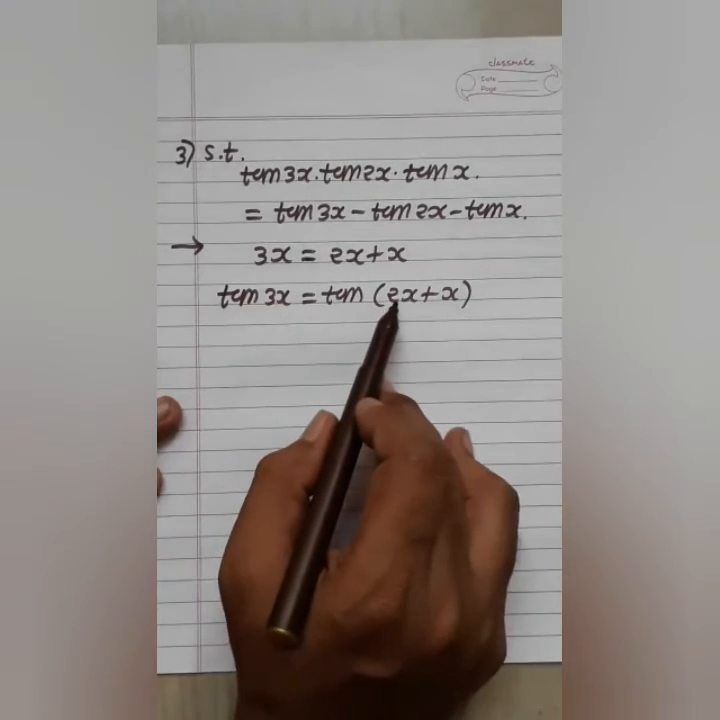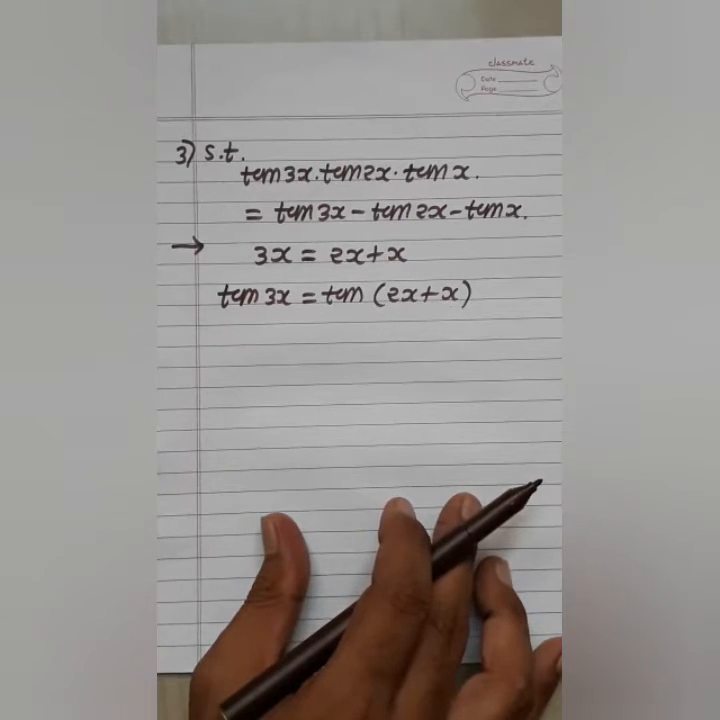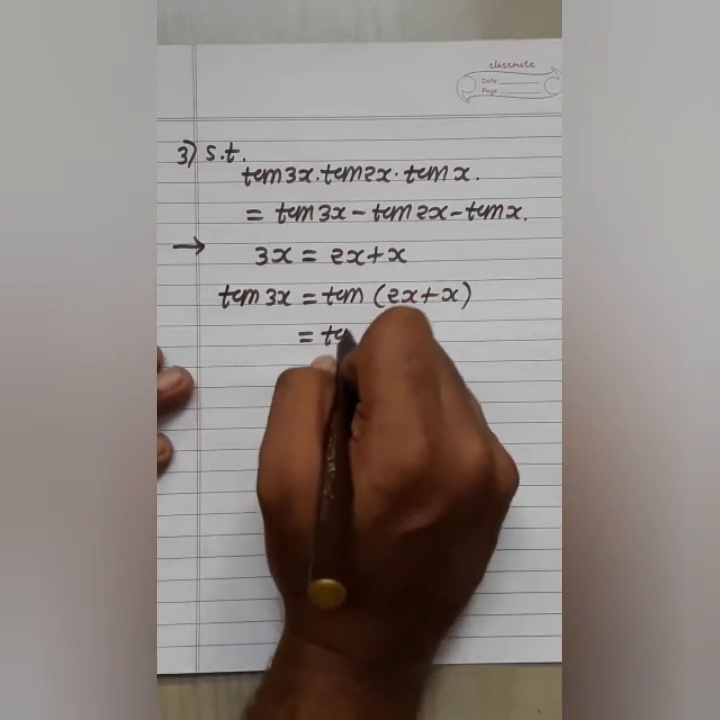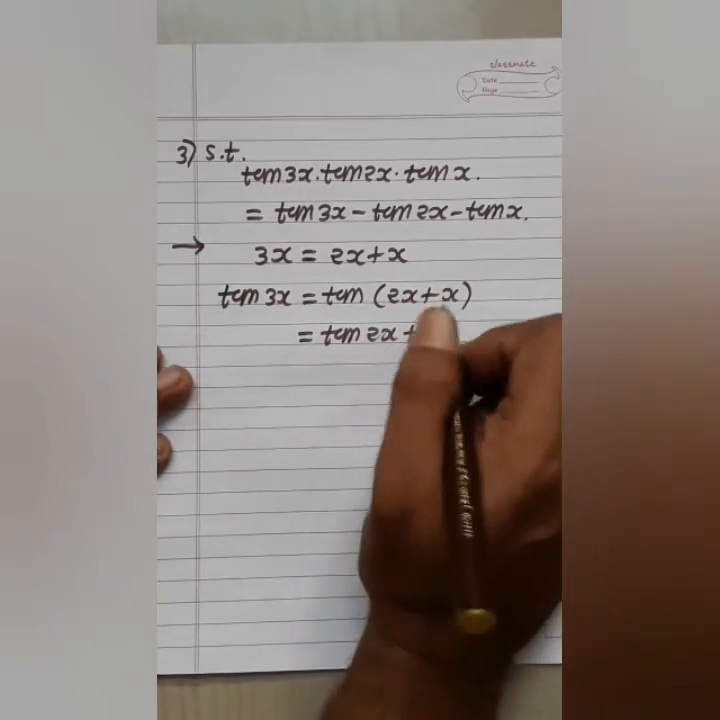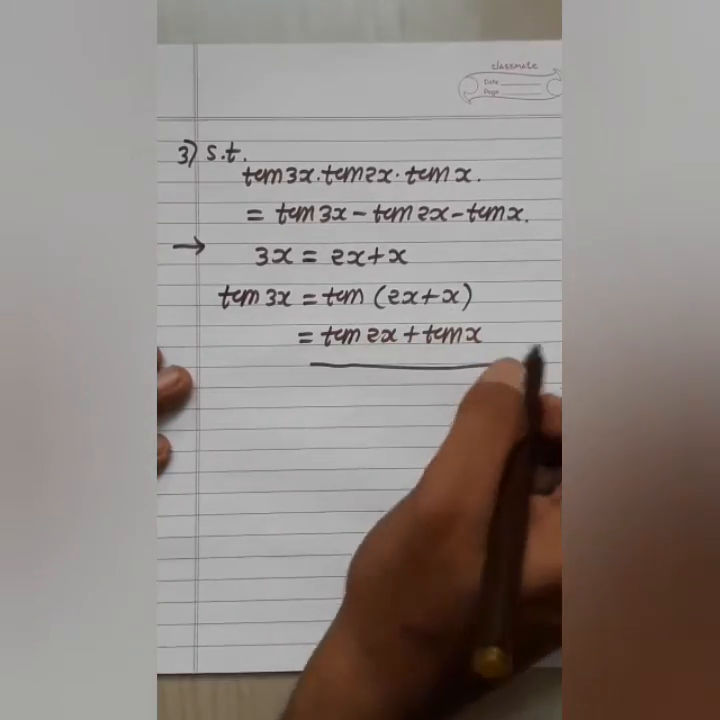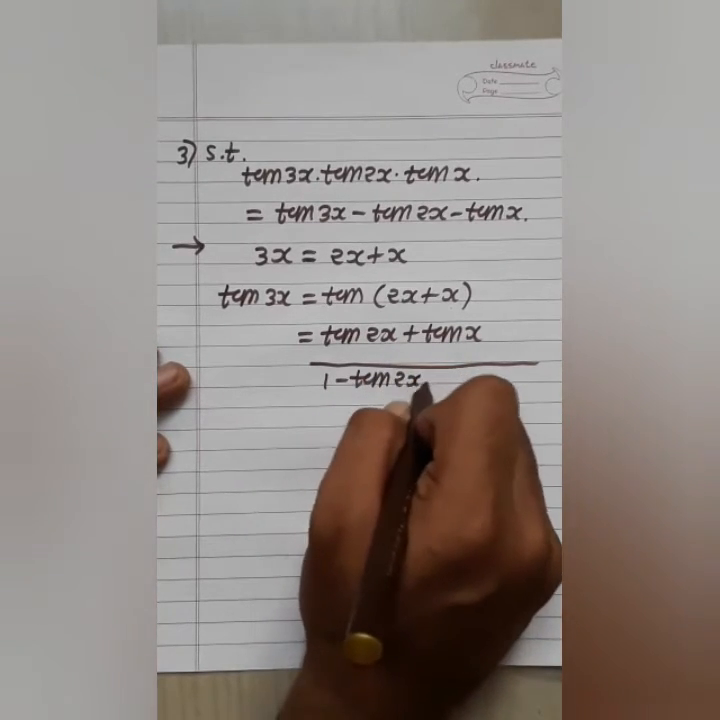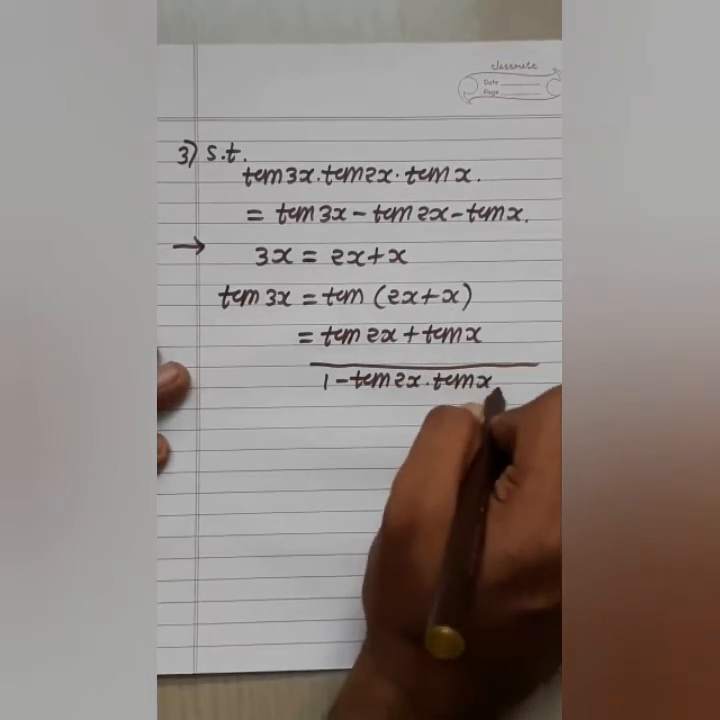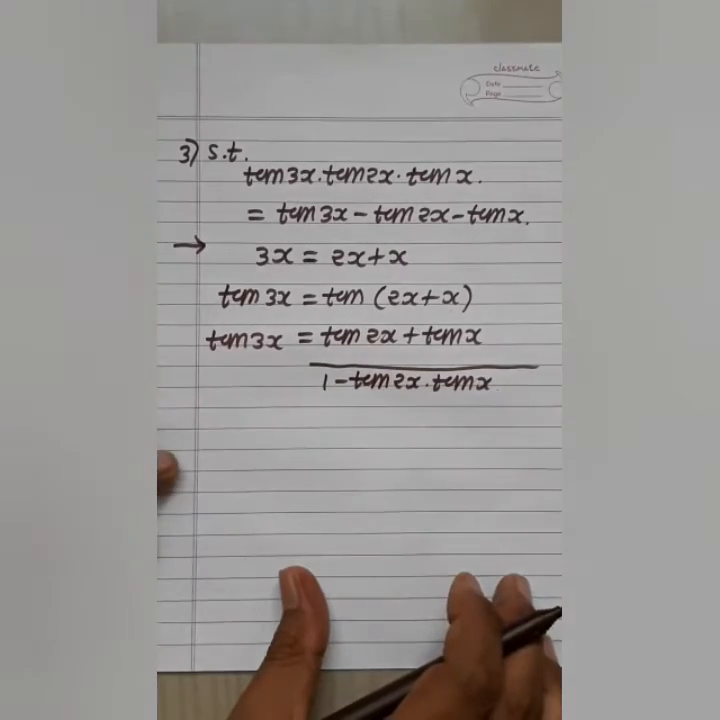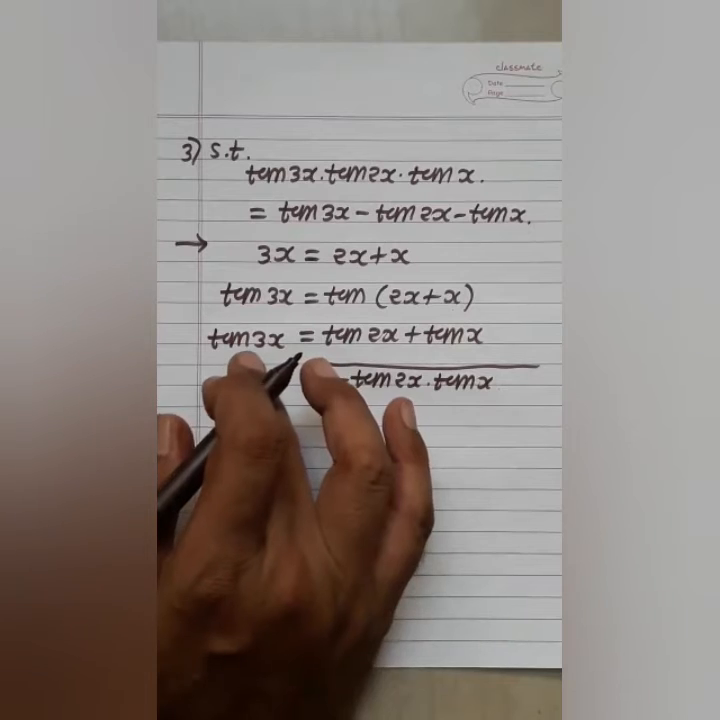Now after applying the identity tan(a plus b), that means tan a plus tan b upon 1 minus tan a into tan b. So here we can write tan 2x plus tan x upon 1 minus tan 2x into tan x. Here we can write tan 3x. Now after this, the denominator term multiplies with tan 3x.